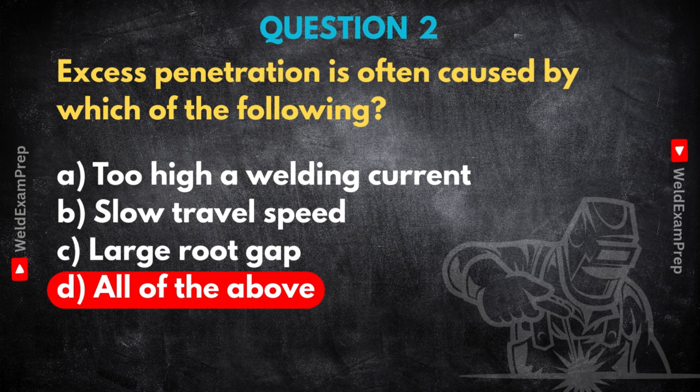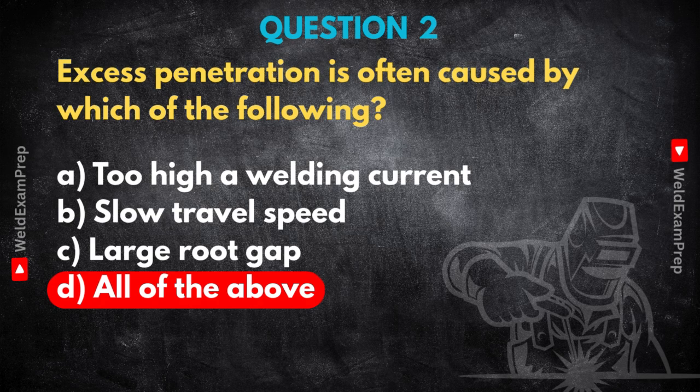And the root gap. And then, a large root gap. That's more about the physical setup. If the gap between the pieces you're joining is too wide, there's simply less base material there for the weld pool to bridge across. It's like trying to fill a bigger hole. It's easier for the molten metal to just fall through or push through to the other side because there's less supporting it. So it's a combination of heat, time, and the physical space.